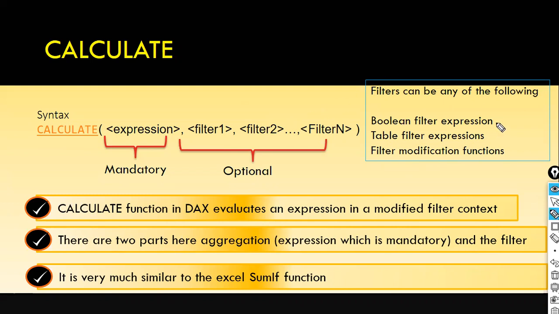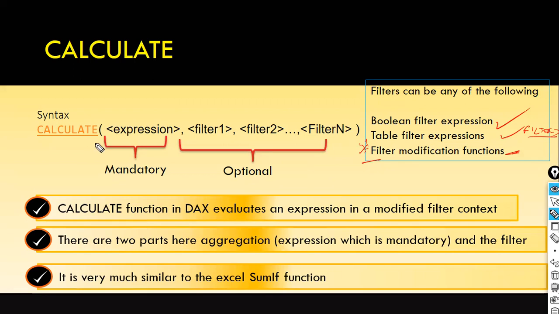The Boolean filter you know very well, for example city equal to Delhi. For the table filter, there is a built-in function called filter. That is your table filter. Modification functions we will see later. It needs some time for you to understand this one. This is where most people get confused. Don't worry, I'll try to explain in a very simple manner.